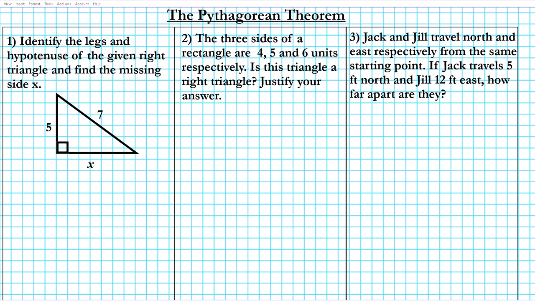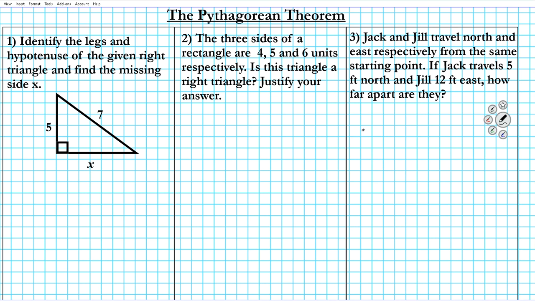In this clip, we're going to be taking a look at the Pythagorean theorem. We're going to be using it to find the missing side of a right triangle, to determine if a triangle with specified sides forms a right triangle, and also to solve an application problem. All right, let's take a look at question 1.